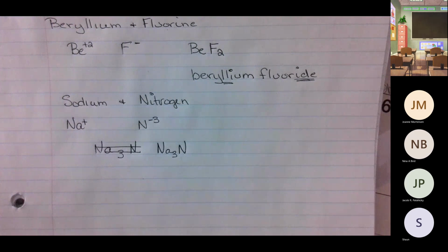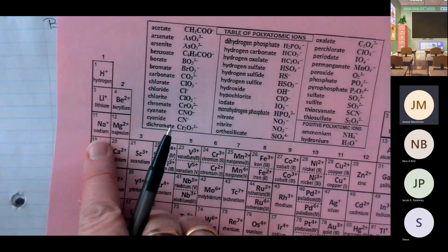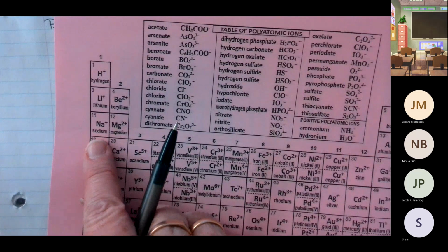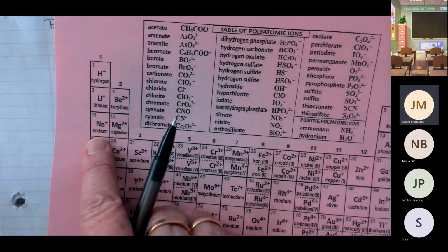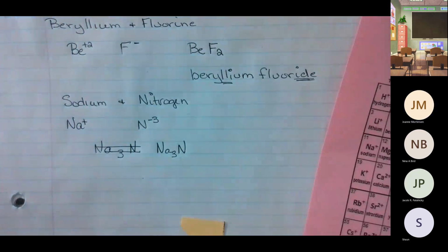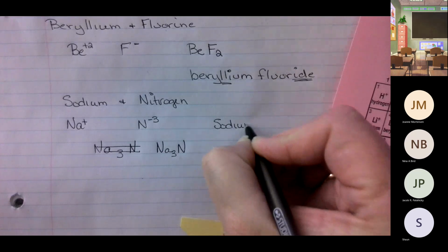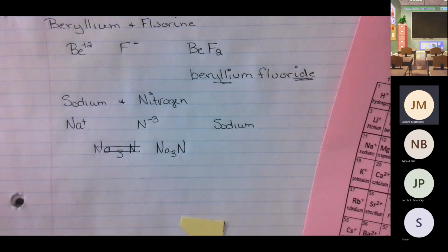Jacob, when you look up sodium in the little box, what does it say? Na plus. No, what word is underneath the 11? Sodium. Yes, sodium. I should just throw it out there, I tend to use capitals because I enjoy chemistry so much. I'm not going to worry about it.